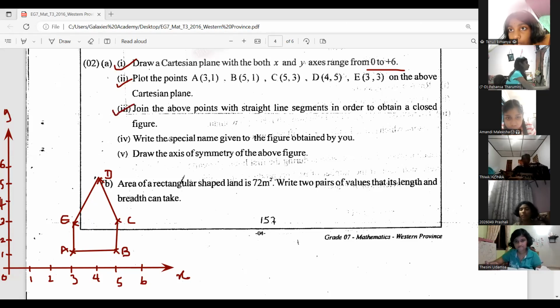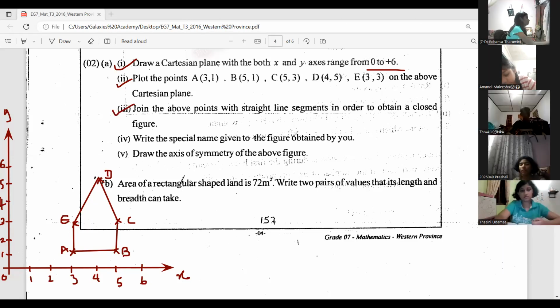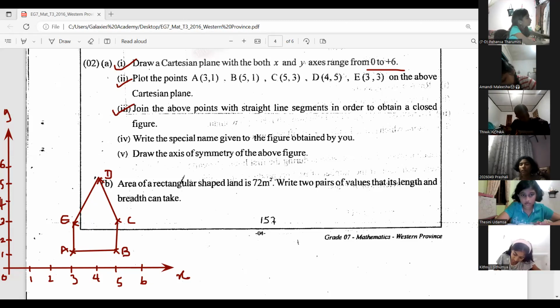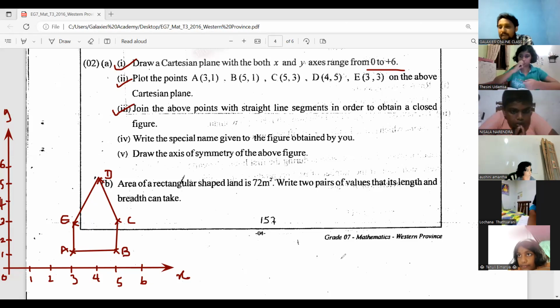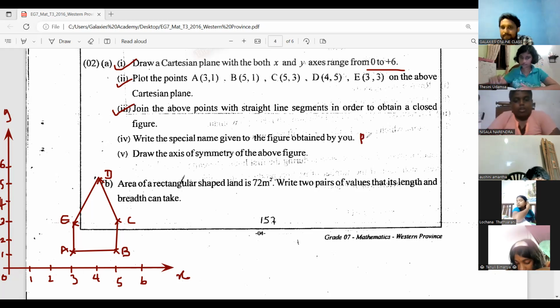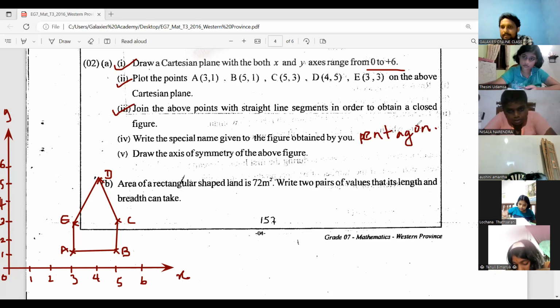Then fourth one, write the special name given to the figure obtained by you. What is the name of like this figure you can give? Pentagon? Yes, it is a polygon. It has 5 sides. Right? If a polygon has 5 sides, we call it pentagon. Pentagon. Do you remember the names?